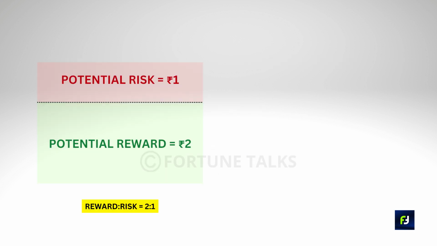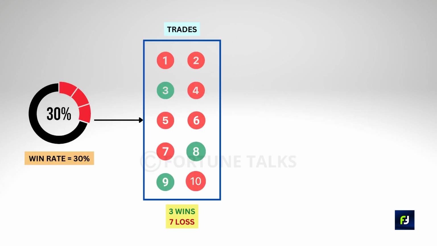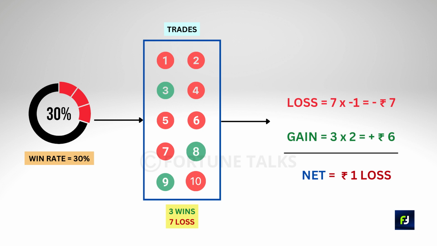Let's say you have a reward to risk ratio of 2:1. That is, for every trade you succeed, you make 2 times the amount you have risked. But let's assume that your winning rate is just 30%. So out of 10 trades, you have 7 losing trades and 3 winning trades. Now let's do some math. The total loss of a rupee over 7 losing trades will turn out to be 7 rupees loss, while a total profit gain of 2 rupees over the 3 winners will come down to 6 rupees gained. Now adding both of them together, we are at a net loss of 1 rupee.